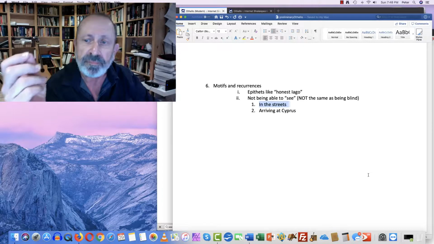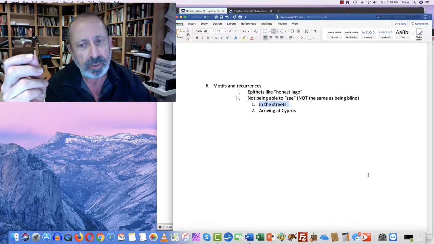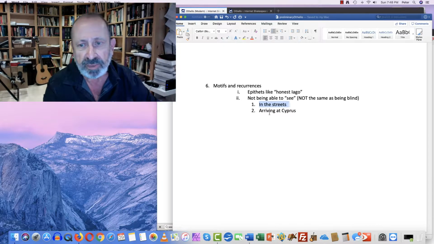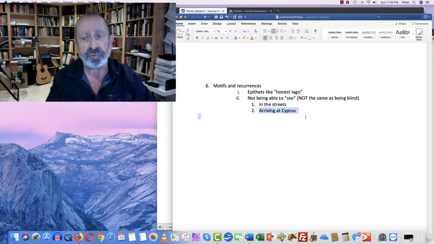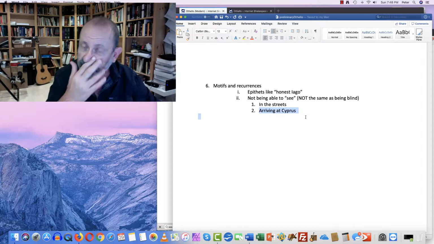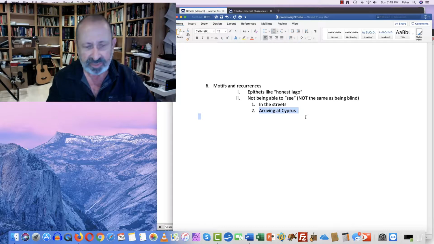This motif, or recurring pattern, of not being able to see is also manifest in Cyprus, when the people on the shoreline say that they can't tell where the sea ends and the sky begins. That's another epistemological problem. Epistemology means how we know what we know. When you can't see things clearly, it doesn't make you stupid and it doesn't make you naive. It means that the world that you're living in is very sinister because it is so disguised.